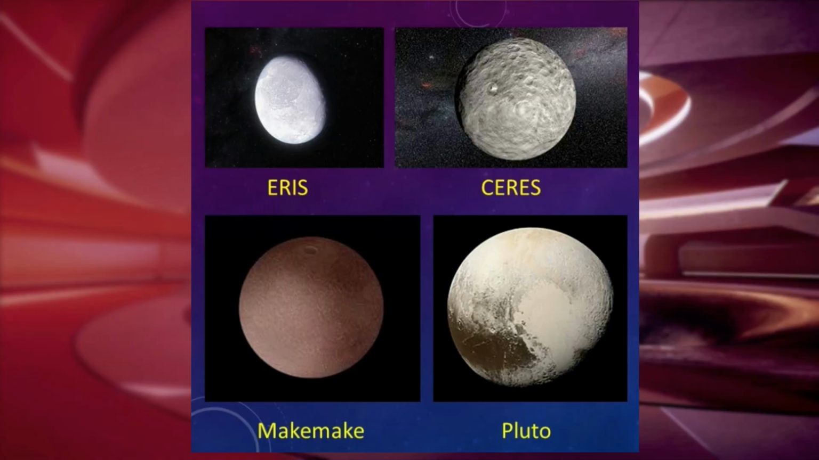There are 4 celestial bodies that have been categorized as dwarf planets by the IAU. These are number 1, Eris, 2, Ceres, 3, Makemake, and 4, Pluto.